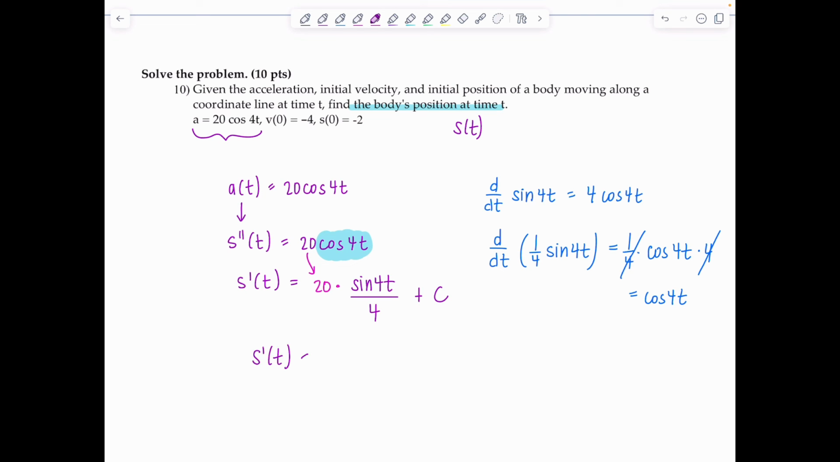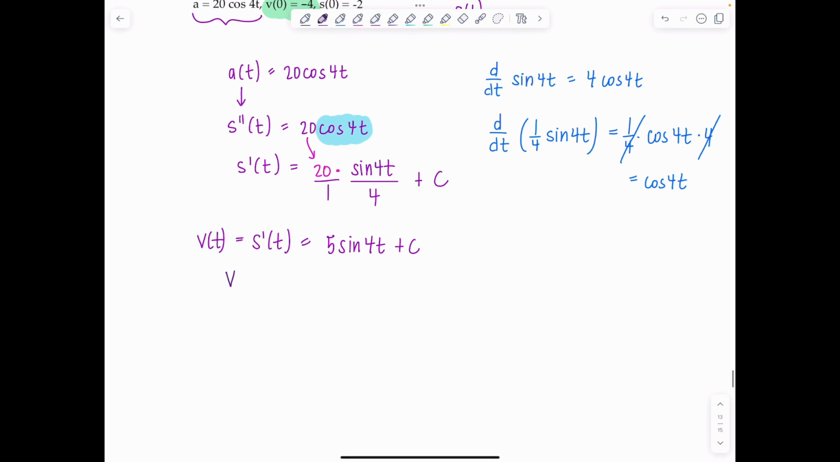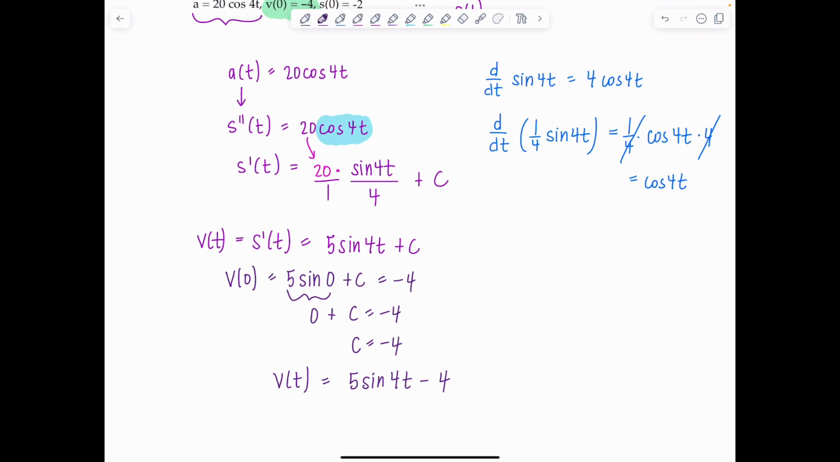So then I get s prime of t equals, this is 20 over 1, 20 and the 4 cancels, this is 5 sine 4t plus c. Now I can find c because they gave me the initial velocity. Remember, s prime of t is v of t. And they told me right here, v of 0 is -4. Okay, so v of 0 would be 5 times sine of 4 times 0, which is 0, plus c, that's -4. This is just 0. So c is -4. So I can say the velocity function is 5 sine 4t minus 4.